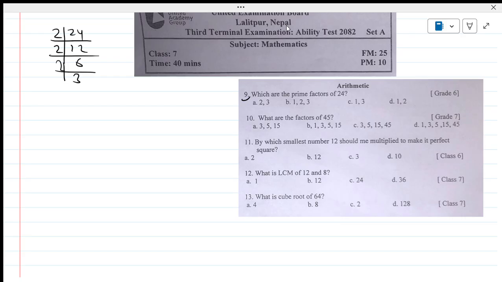Still an even number, 2 threes are 6. So here you see only two prime factors. One is 2, and another is 3. So prime factors of 24 are 2 and 3. So option is A. Now let's go with number 10.